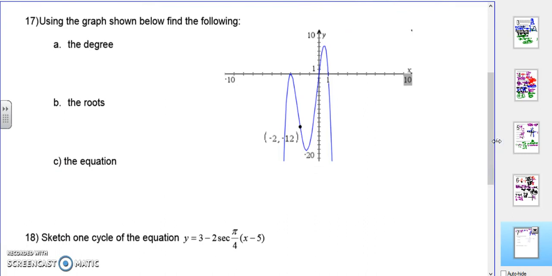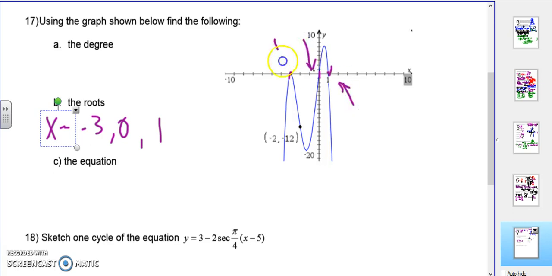Okay, we're going to do the opposite here. We want the degree, the roots, and the equation. I'm going to do the roots first. Let's see, right here, that's negative 3, that's 0, that's 1. So we got negative 3, 0, and 1. What is the degree? This is linear, this is linear, this is a bump, so it's a squared. So it's going to be the 4th degree.